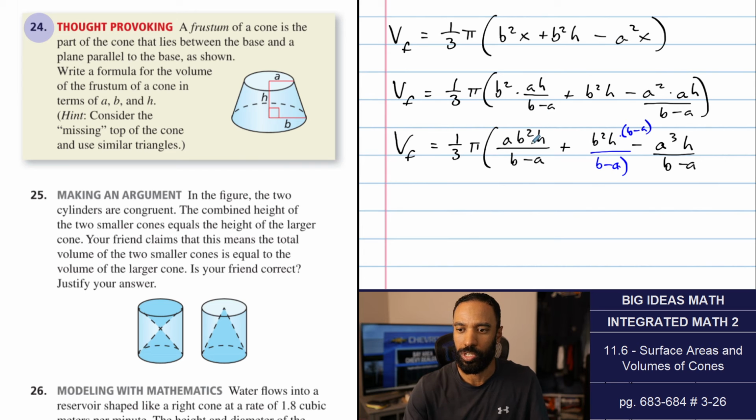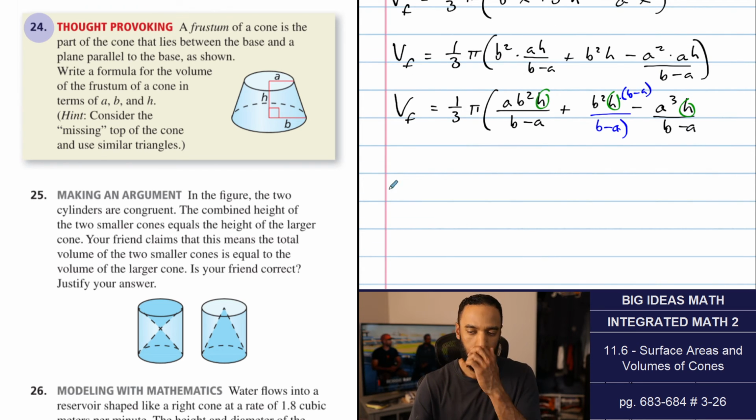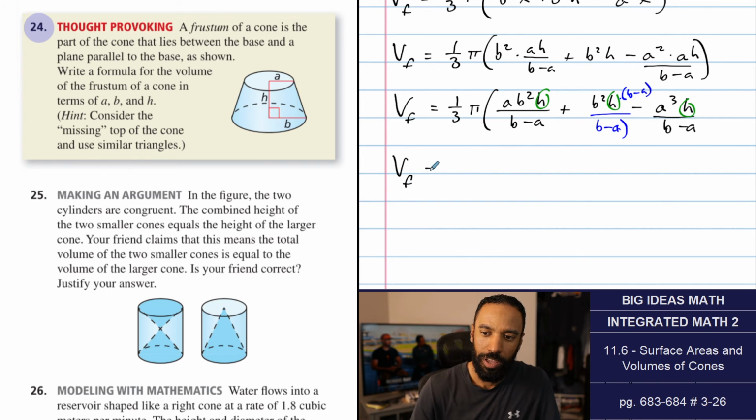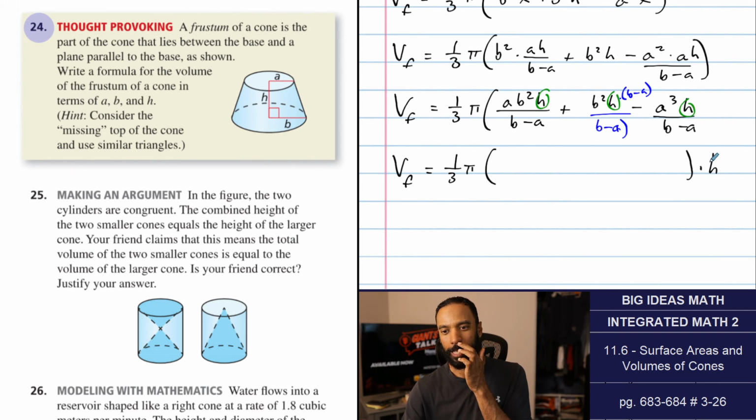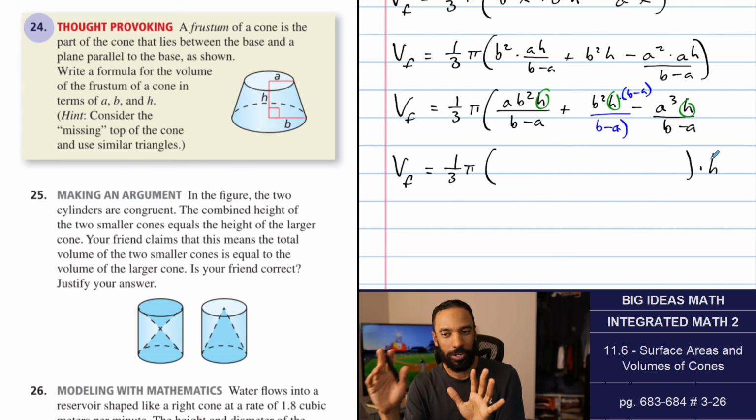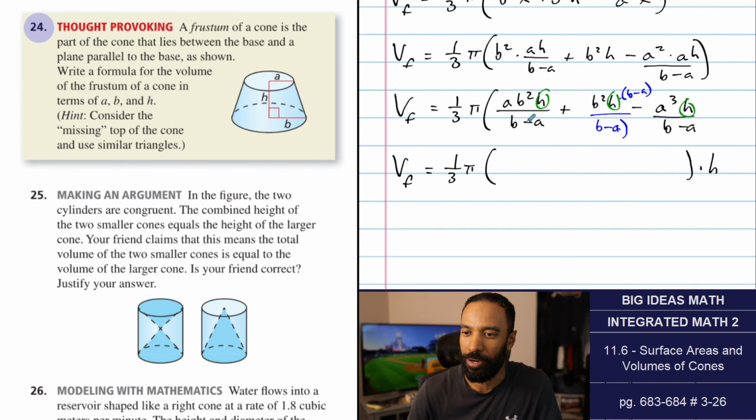Notice again, h though is a common factor. I'm also going to factor h out of all three of these. So V sub F equals 1/3 pi times something here times the height. H is also factored out, and I feel like I want to leave height at the end. We kind of do that, 1/3 pi r squared times h, that kind of thing. I'm going to put it at the end.